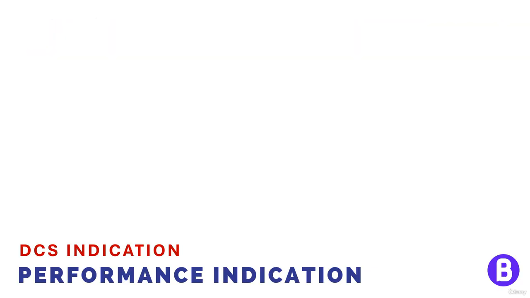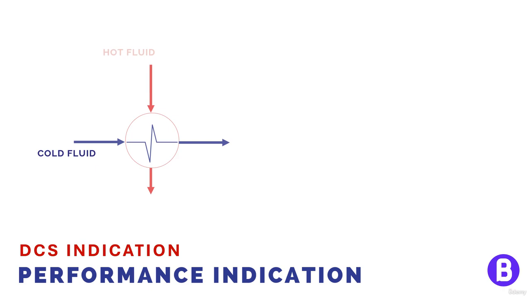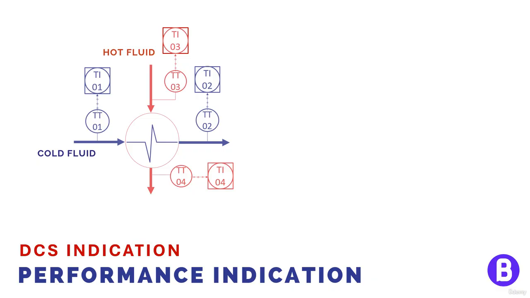One of the famous examples of this case is tracking the performance of an exchanger versus fouling. So we can monitor the fluid outlet temperature we need. Let's see an example here, a shell and tube exchanger. The cold fluid is flowing in the tube side and the hot fluid is in the shell side. So we are monitoring the inlet and outlet temperatures on both the shell side and the tube side.